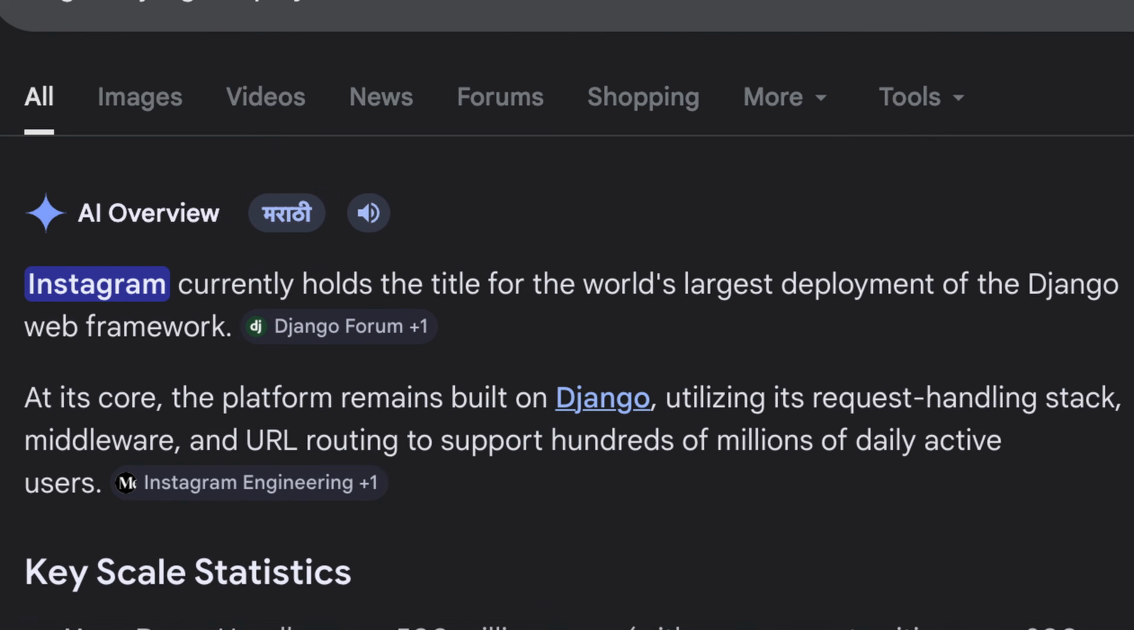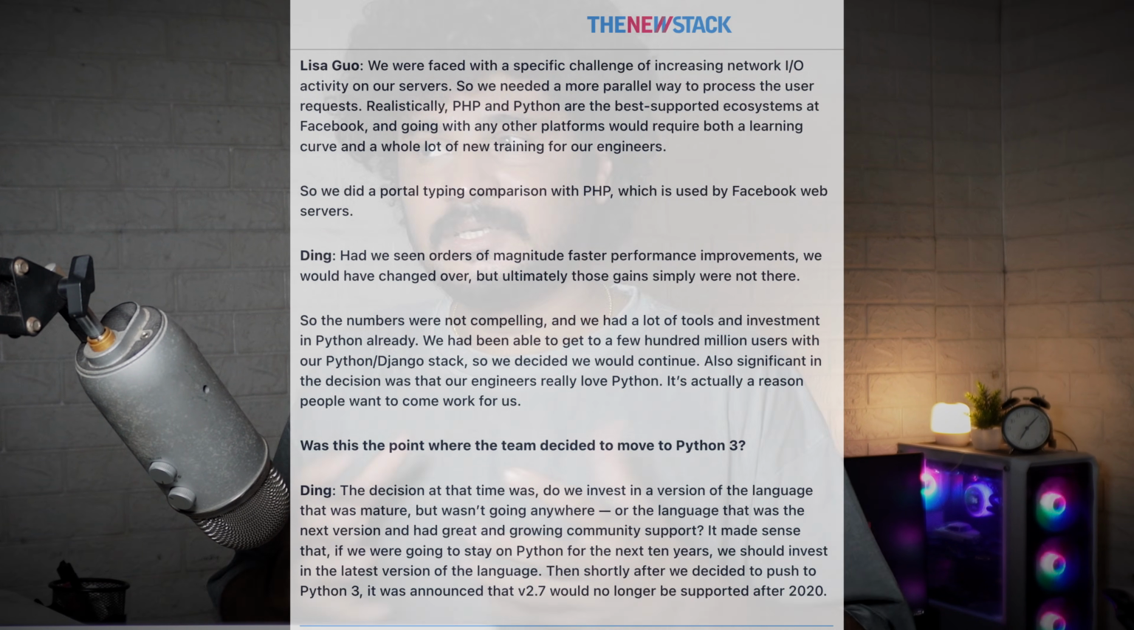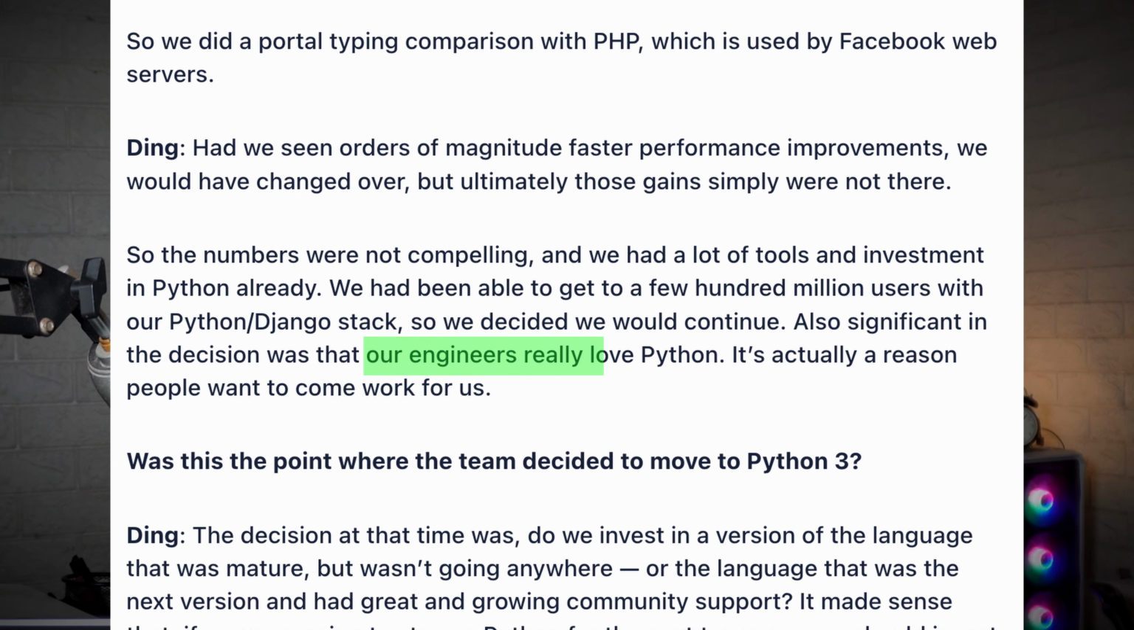And recently I also came to know that Instagram is the largest Django deployment in the world. Yes, you can just Google it, right? One of the Instagram engineers was asked, why didn't you switch to some other framework, some other programming language? What they said is, our engineers love Python, and Python is the reason why people join us and why people love to work with us. So you see the power of Python, right? Today in 2026, 3 billion monthly users are on Instagram. And of course, that's not at all small, right?